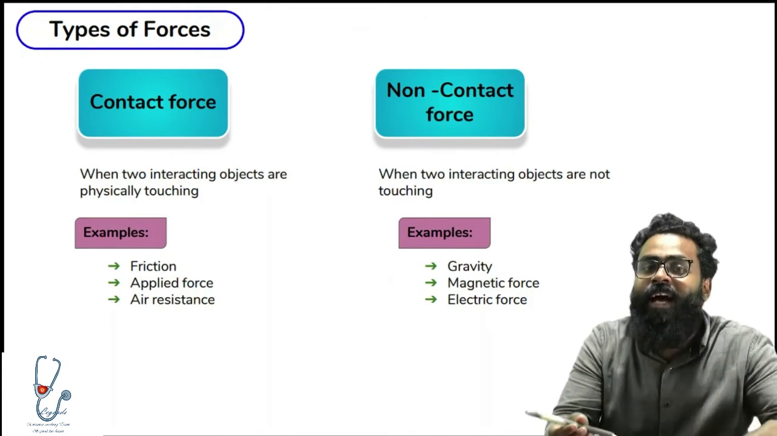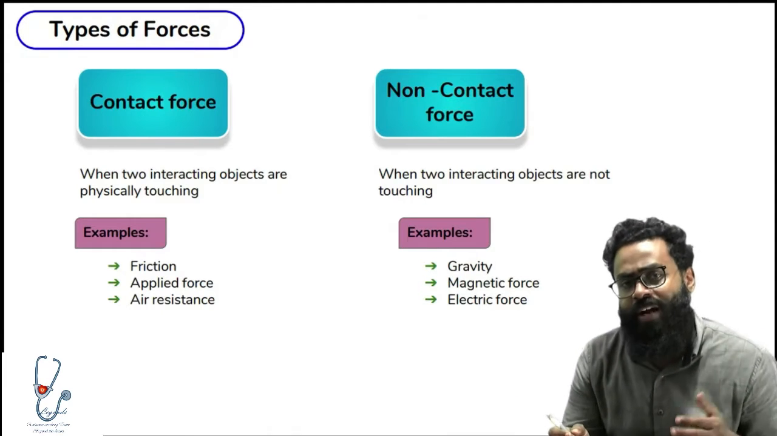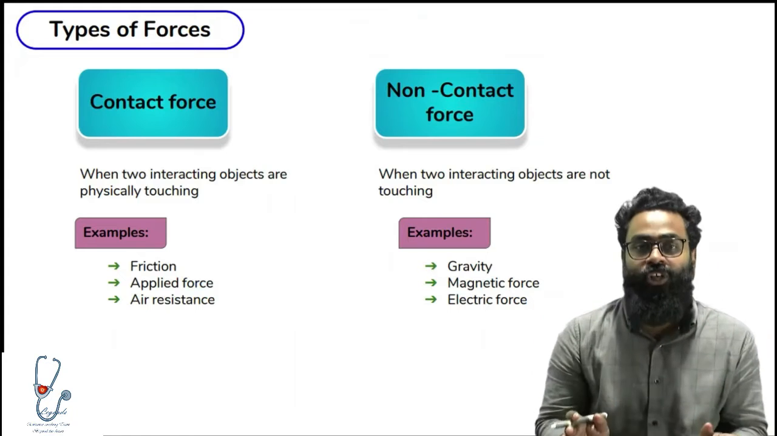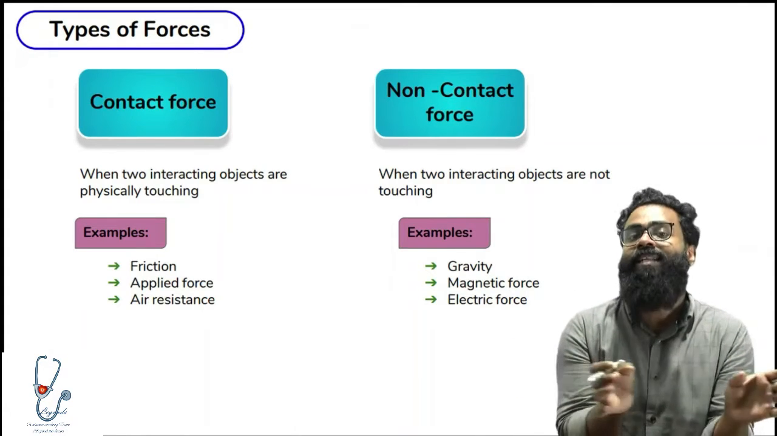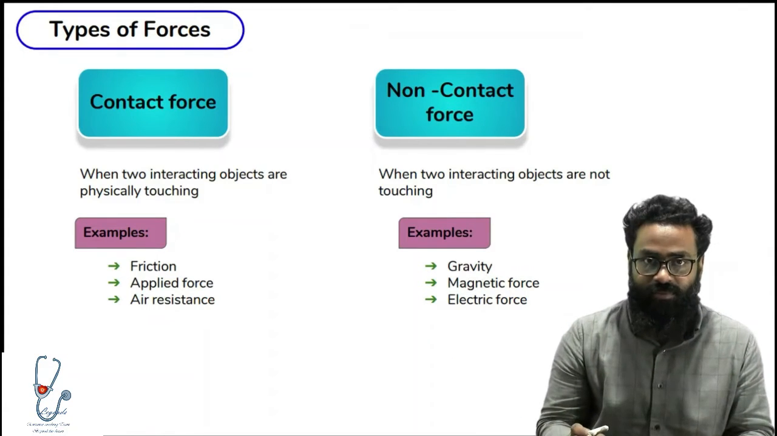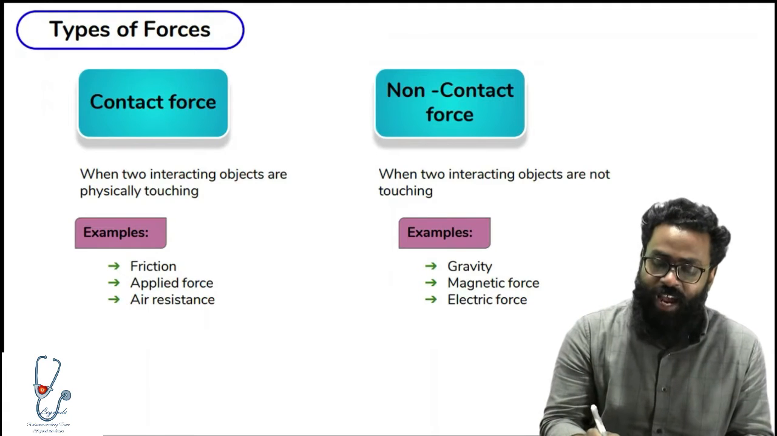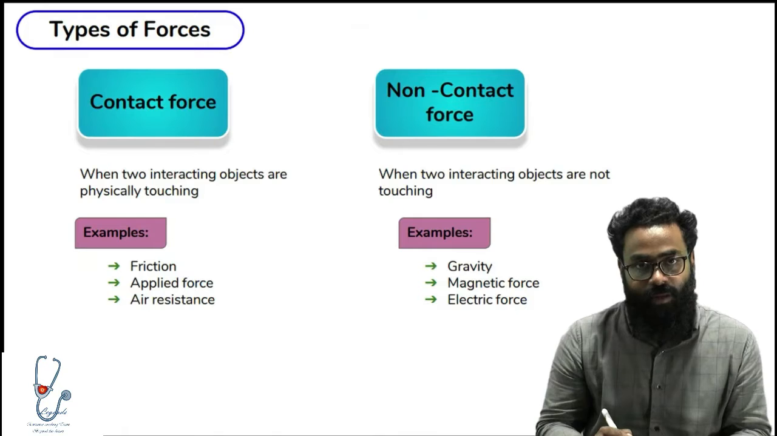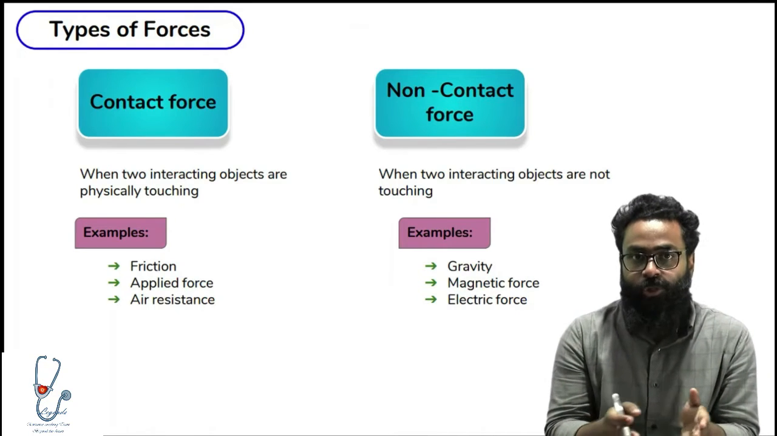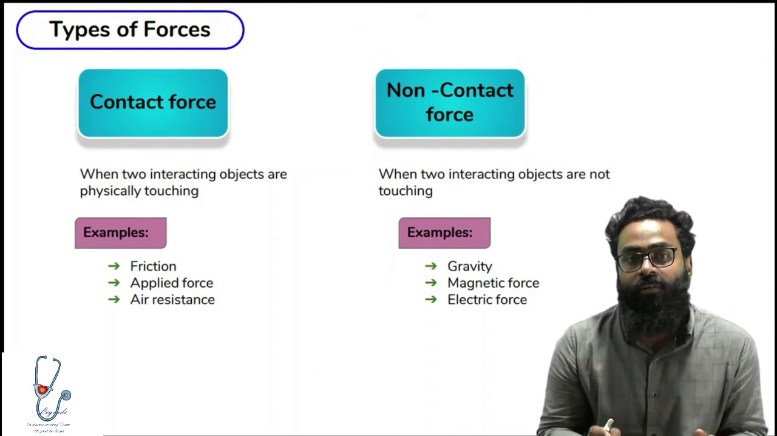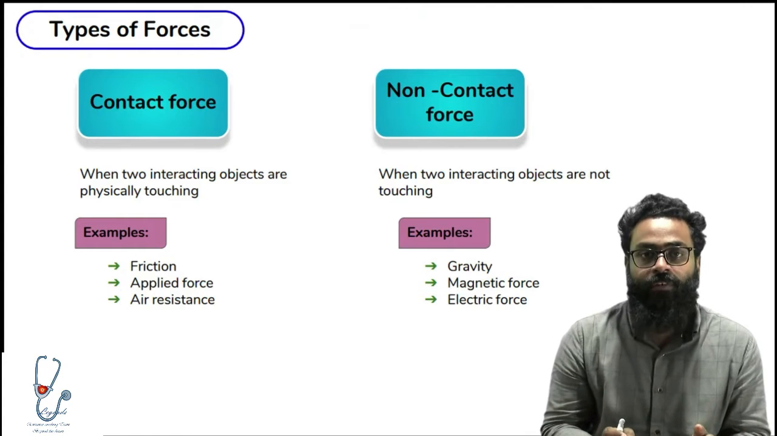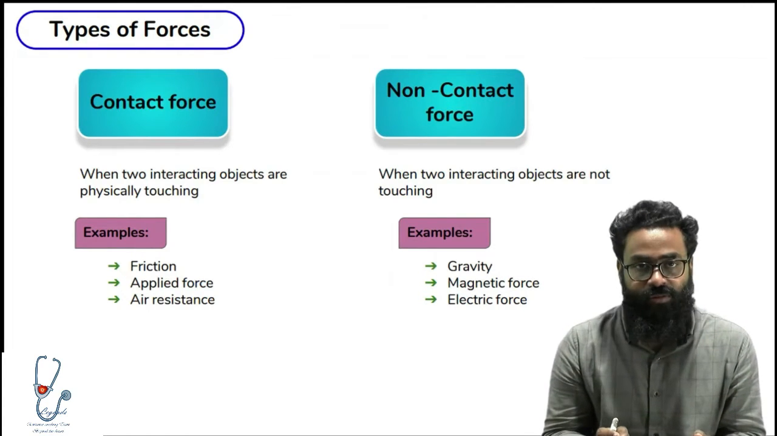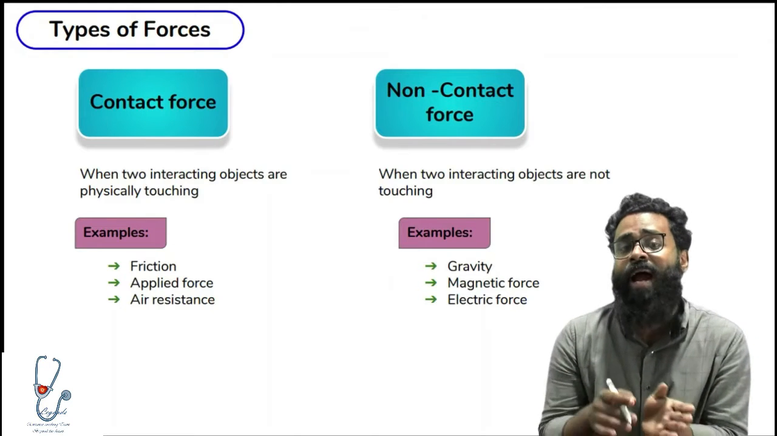Clear that? And another one is non-contact force. What is meant by non-contact force? There is no physical touching. There will be a force, but they have no physical touching. Clear that? So it describes when two interacting objects are not touching. Clear that? And we give examples of contact forces and non-contact forces. The examples of contact forces are friction, applied force, and air resistance. Simple thing is that.